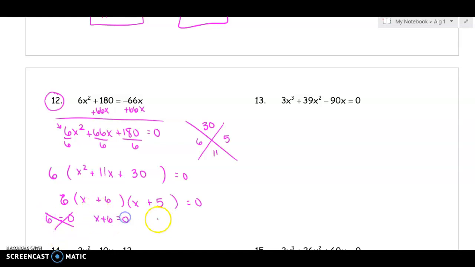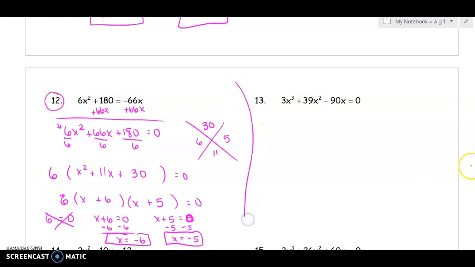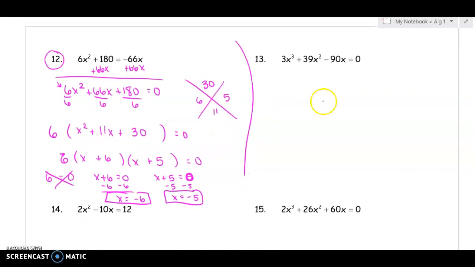But x plus 6 can be set equal to 0, and x plus 5 can be set equal to 0. We're going to minus 6 from both sides, giving us x equals negative 6. And subtract 5 from both sides, giving us x equals negative 5. All right, and that's going to be our solutions. 13 is already equal to 0, so we don't have to worry about that.